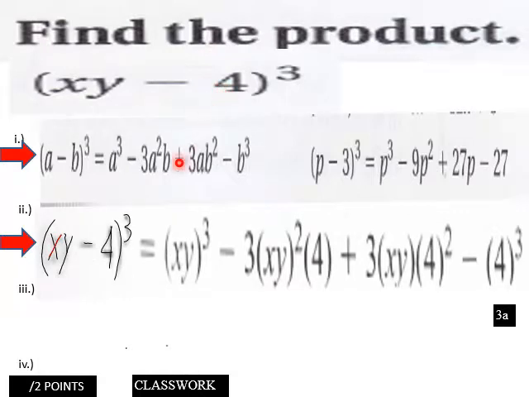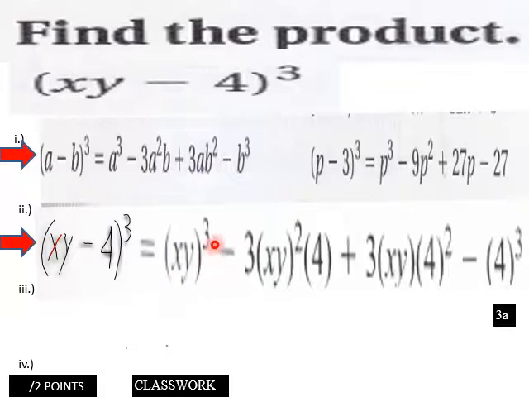So for up here, we have xy minus 4 cubed. So we have a cubed, which is xy, minus 3 times a squared b, which is 4, and minus 3a squared b. Following this pattern here, this is the pattern that we want to follow. This is an example of the pattern, and now we're going to transfer this into this pattern.